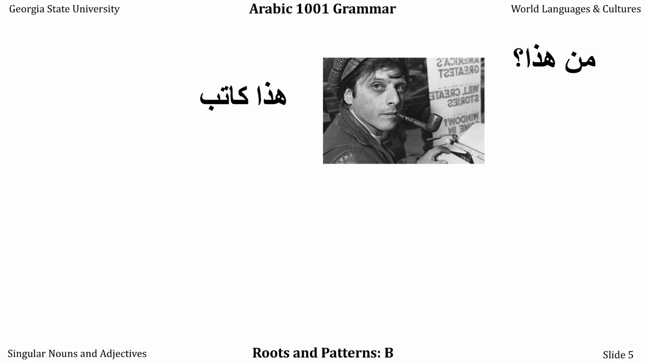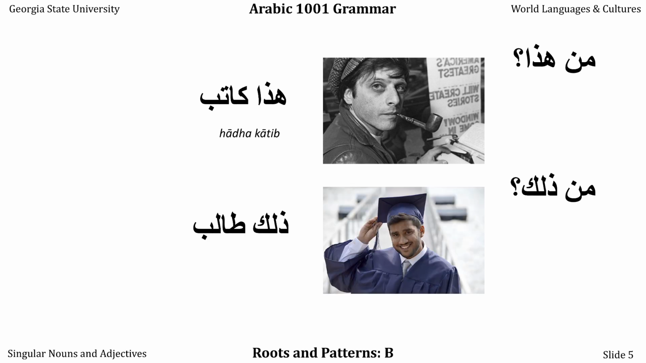So men hadha, who's this? Hadha katib, this is a writer. And men dhalik, who's that? Dhalik talib. Katib and talib don't have the same root, but they do have the same pattern, and we can hear the cadence of these words. Katib, talib. They have the same sequence of syllables, even though they're using different consonants. In Arabic, we call this particular pattern the wazn fa'il.